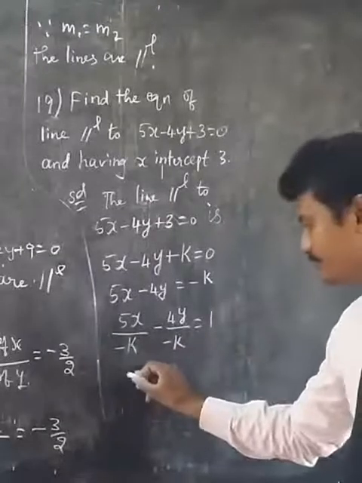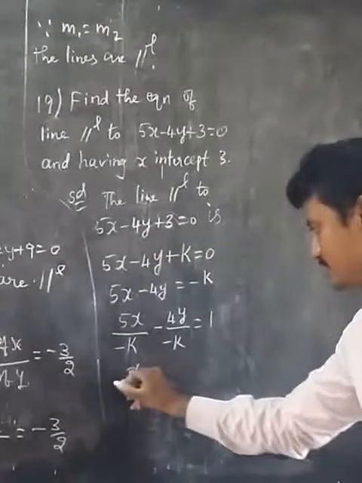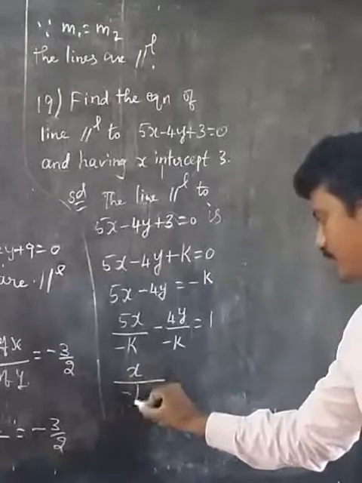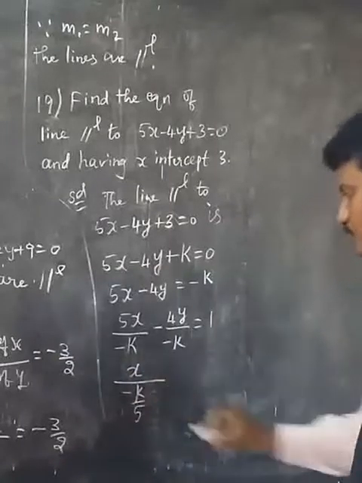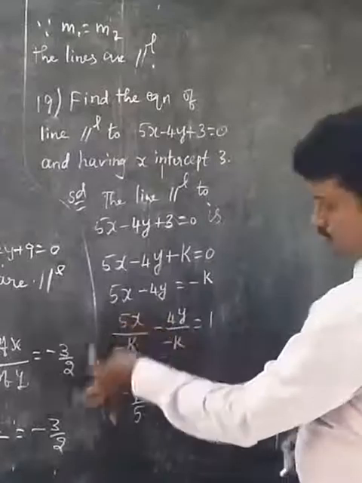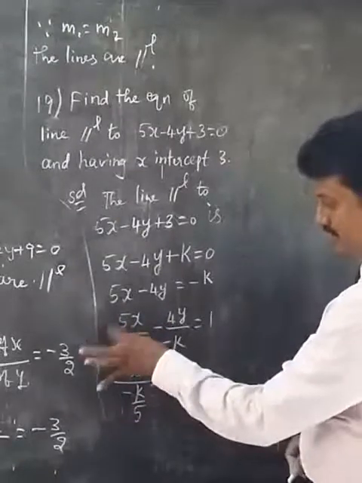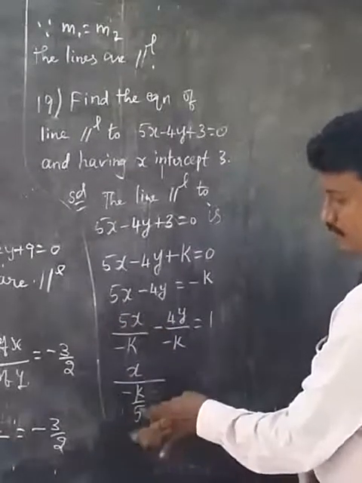In the next step, I will write like this: x divided by minus k by 5. Yes or no? Just bringing this to the denominator. So 5 becomes 1 by 5, so minus k by 5.